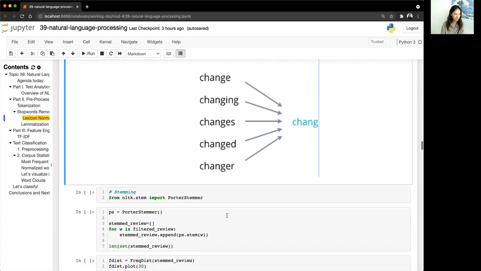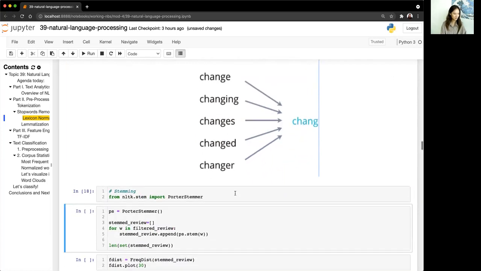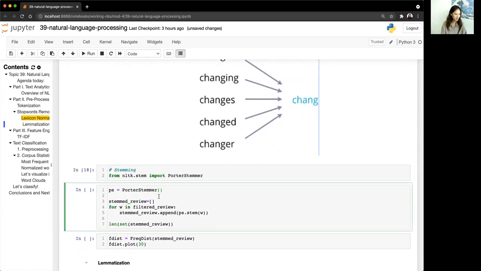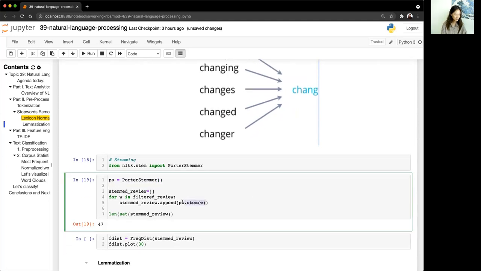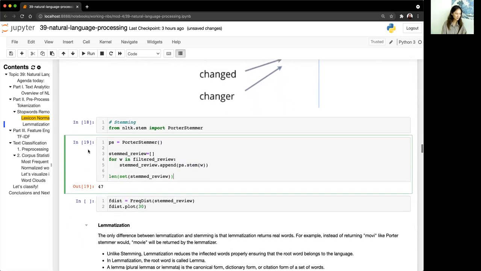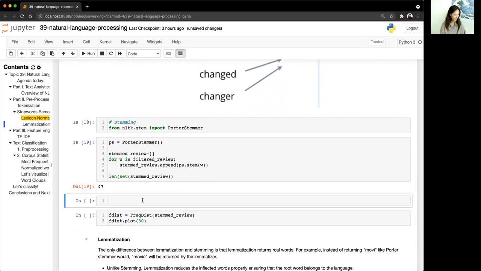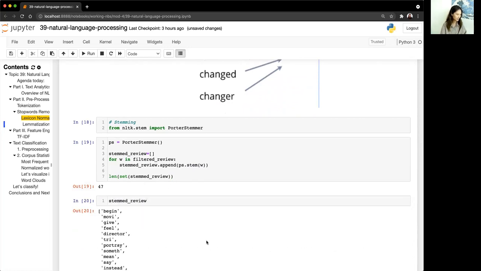So if you want to use stemming, and I think I've already imported this, but whatever. To use stemming, you first have to instantiate the stemmer. Then what I'm doing here is appending PS dot, well, PS is the Porter stemmer, dot stem is the method, and I just feed in each word, and we can take a look at the stemmed review. It now looks like this.